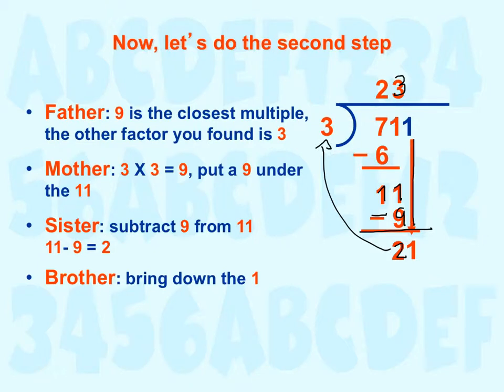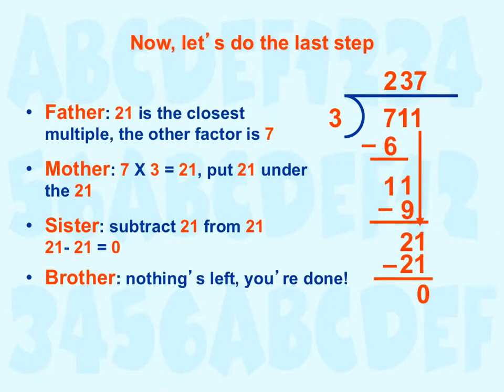Now I need to use my B, my brother, bring down the last digit in this dividend. And then I have to start over again with the number 21. And for the number 21, we're going to start the process back at F. Find the closest multiple. Closest multiple of 3 to 21 is going to be 7. 7 times 3 is 21. That's my multiplication step. Then I need to subtract. 21 from 21 is 0. My brother, there's no other numbers up here left to bring down. Because my remainder is a 0, I don't need to put a remainder up at the top. 711 divided by 3, the answer is going to be 237.